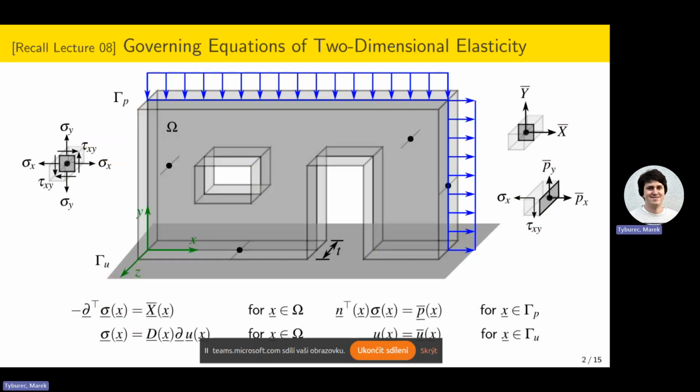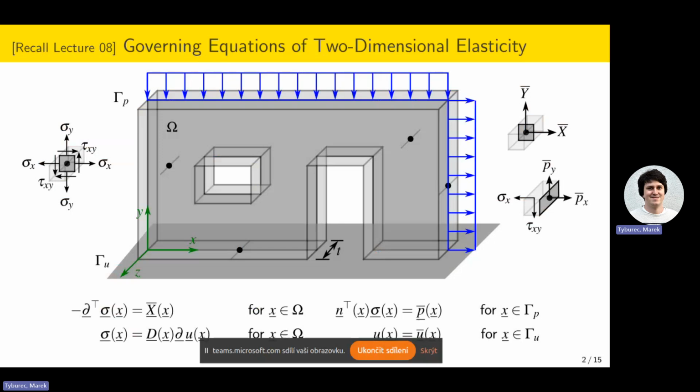So essentially, you have this two-dimensional linear elasticity setting, which we are assuming as plane stress, which means essentially that we have three components of the stress tensor: sigma x, sigma y, and tau xy. And the loads are also defined within that plane.